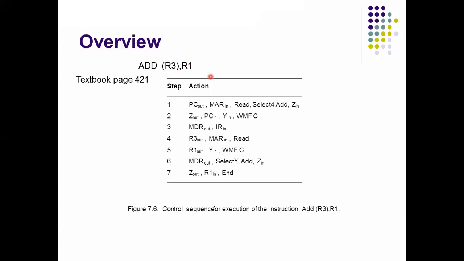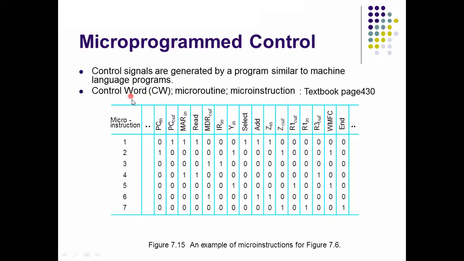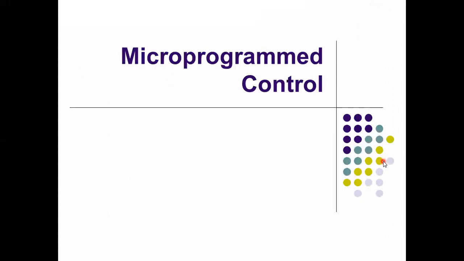For this instruction, we take the control signals, which were discussed previously. Depending on the control signals, we get the control word. This microprogrammed control unit generates the control signals.